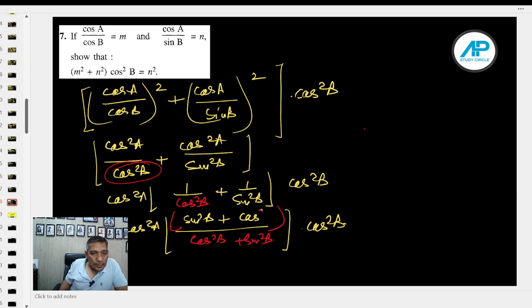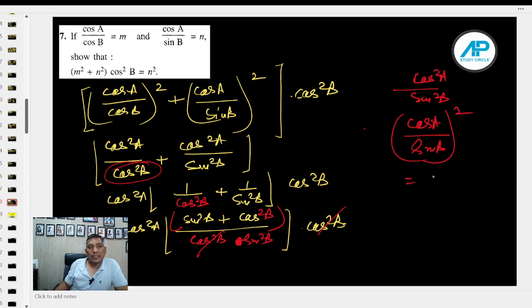So I have sine square b plus cos square b. You can see it is 1 now, and in the denominator I have cos square b into sine square b. This cos square b is cancelled. I am left with 1, cos square a upon sine square b. This is cos a upon sine b whole square. That is n square. A simple mistake, a simple glitch, a simple miss at one step.